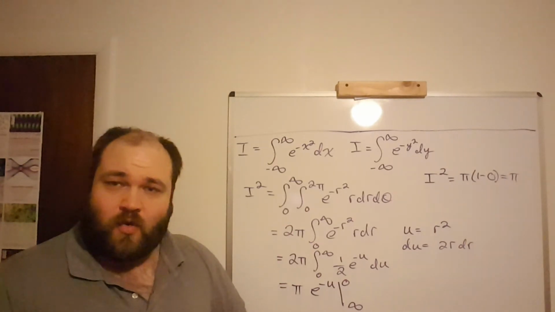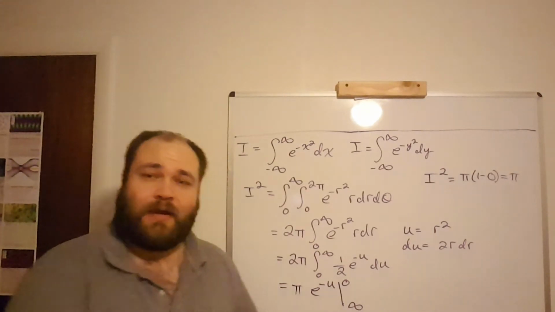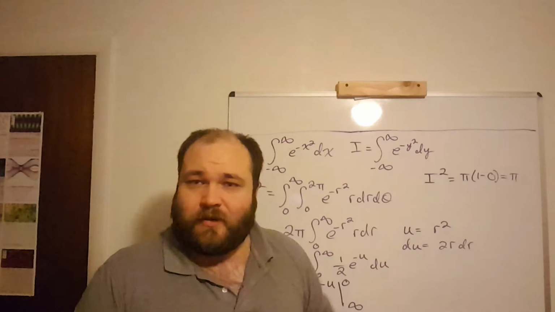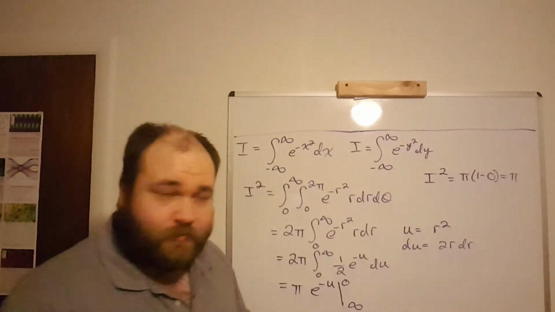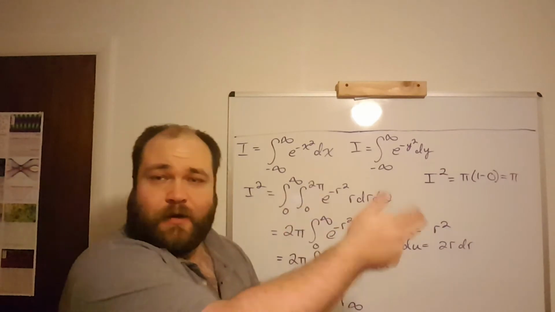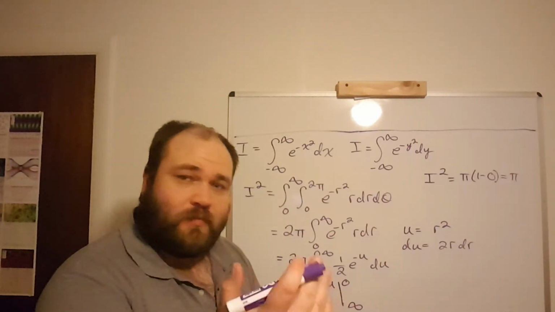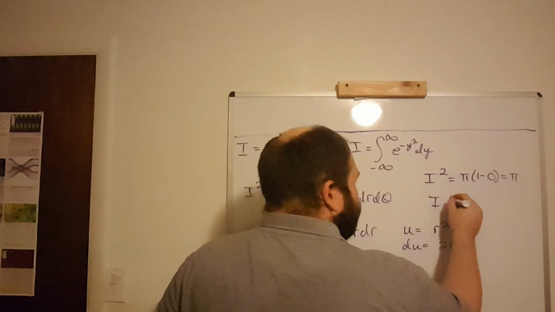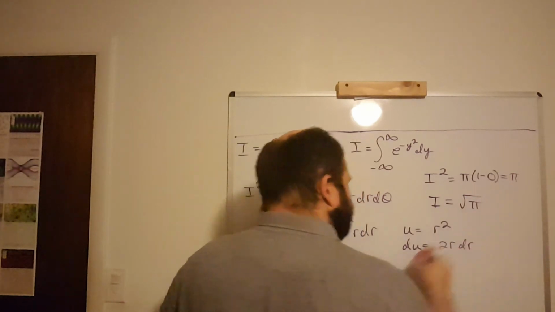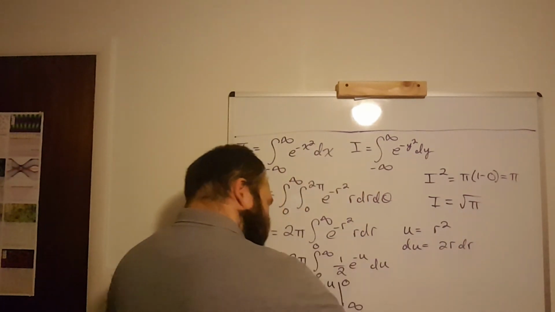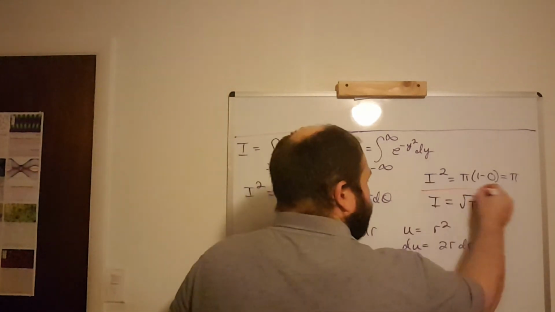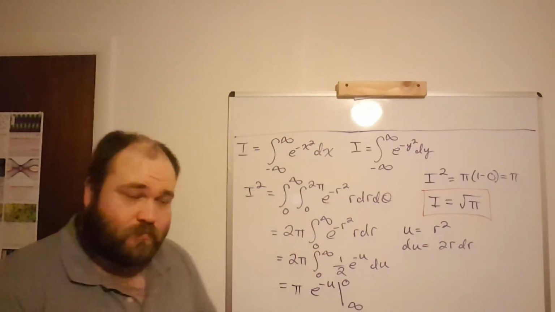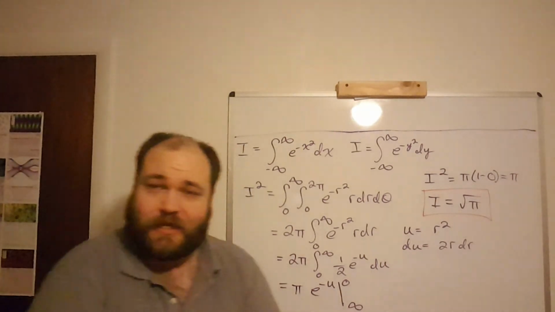So now we see what the benefit of doing that was. We don't have to worry about keeping track of minus signs. The negative is on the 0, so we can just completely ignore it. And so now we have I squared equals pi. And so all we do now is just take the square root of both sides. This is the value of our desired integral.